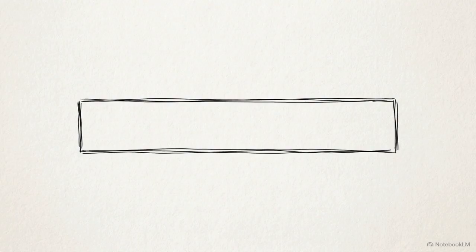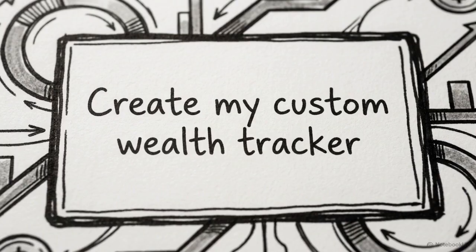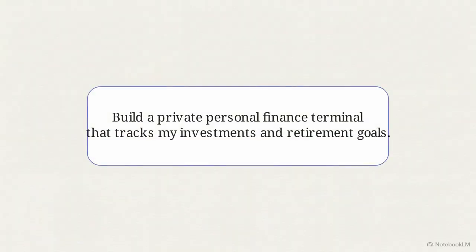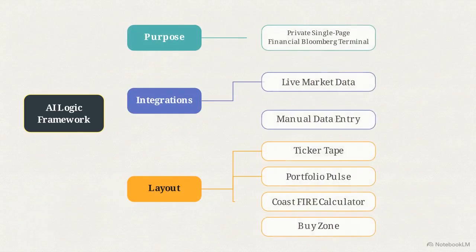Step 1 starts in the regular Perplexity chat. You just type a few plain English sentences explaining your goal. For example, build a private, single-page personal finance dashboard that tracks my portfolio and retirement goals. Watch what happens next. The AI takes that simple text block and expands it into a massive logic framework.